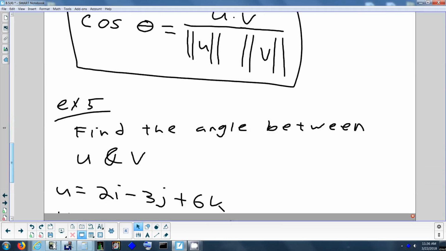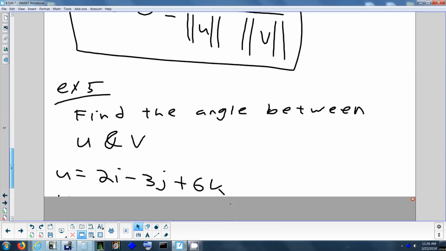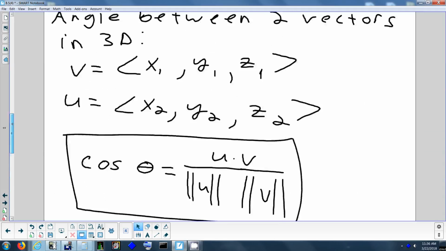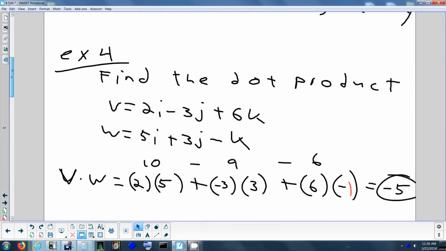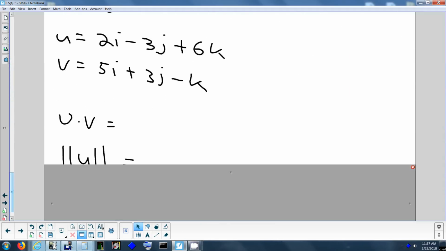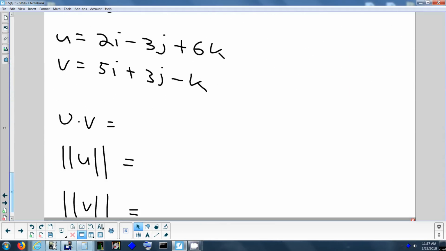Okay, so let's find the angle between U and V. And I think I used the same ones we had up above: 2, -3, 6, and 5, 3, -1. So that'll save us a little time because we already know the dot product. What was the dot product that we just got? -5. Okay, now I need the magnitude of u and the magnitude of v.